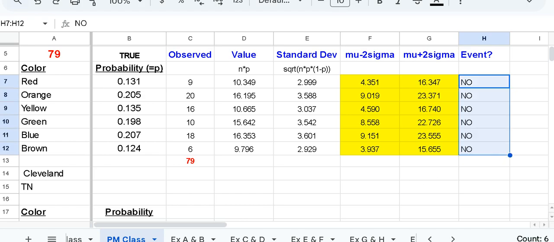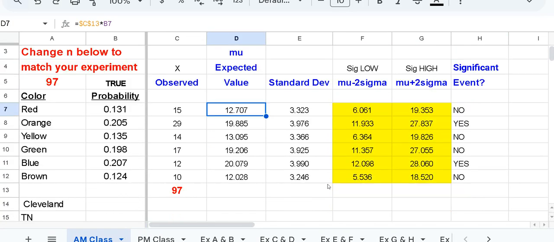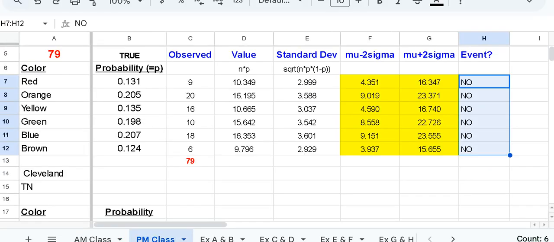My morning class did see a couple of unusual events. We got an unusually high number of orange and an unusually high number of blue. Usually they're pretty good at mixing these things up reliably, so it was unusual to get 2 statistically significant events. This is more the norm in my experience, but hey, not bad.